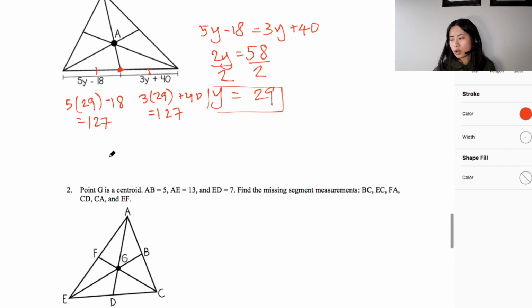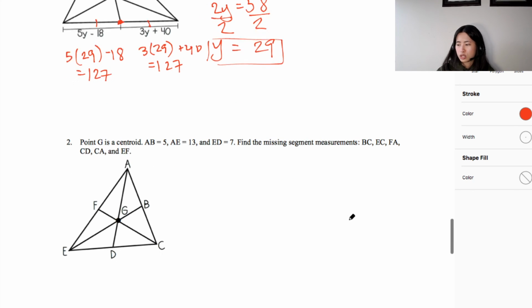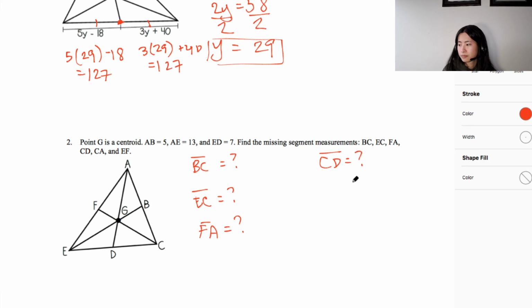Okay, great. So for part 2, it says we have point G is a centroid, and we have the following dimensions. So we have AB, we have AE, we have ED, and we need to find the missing segment measurements of BC. So maybe we can write that down. So we need to find BC, EC, FA. We need to find CD, CA, and EF.